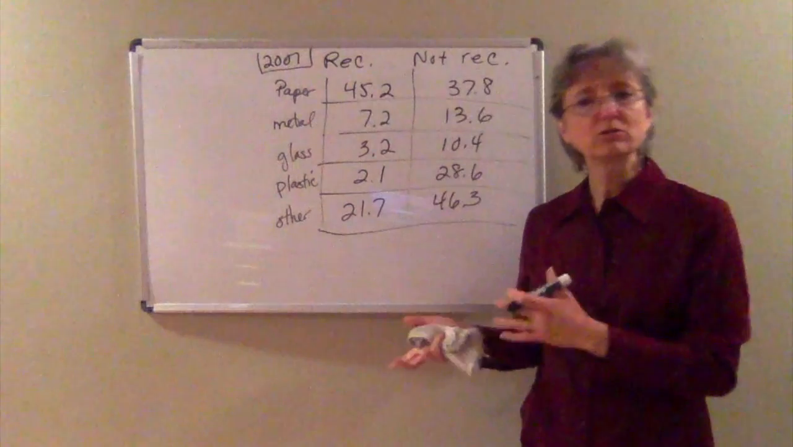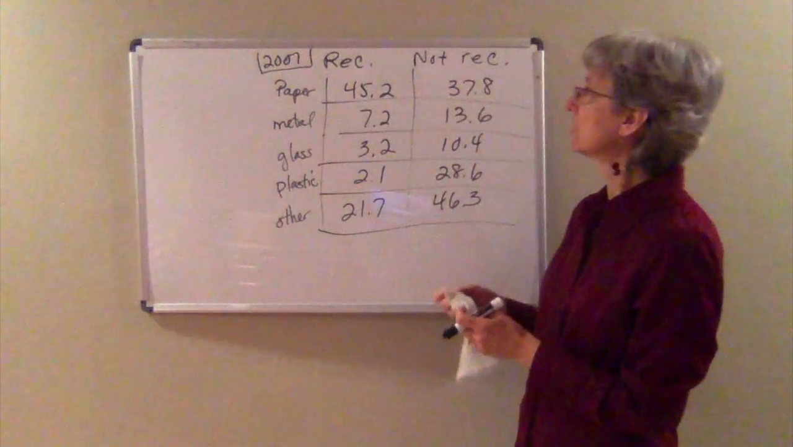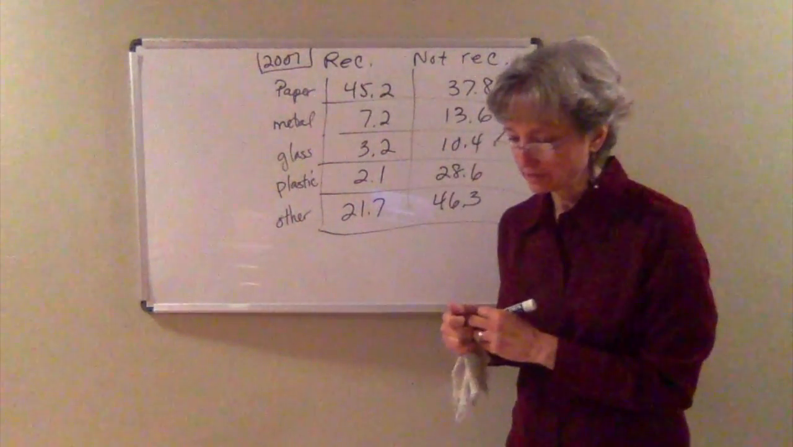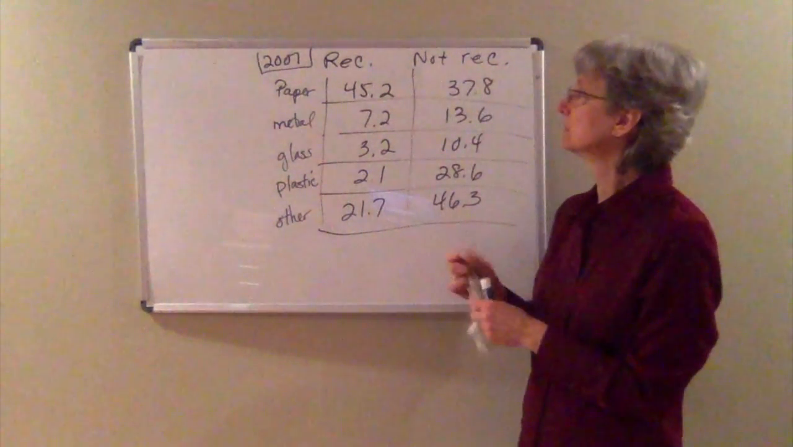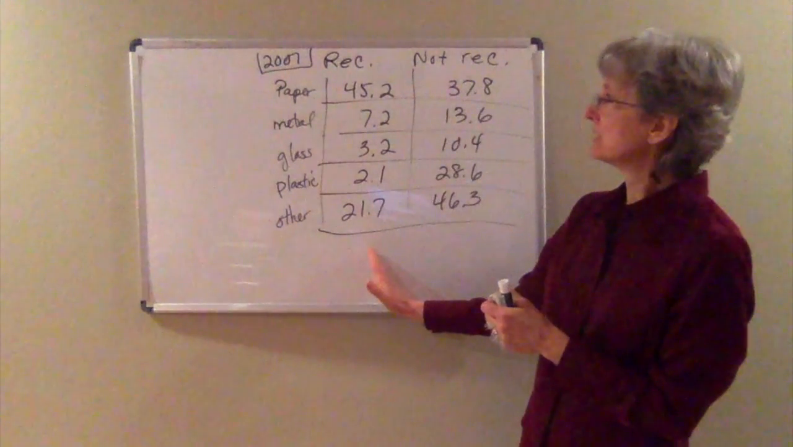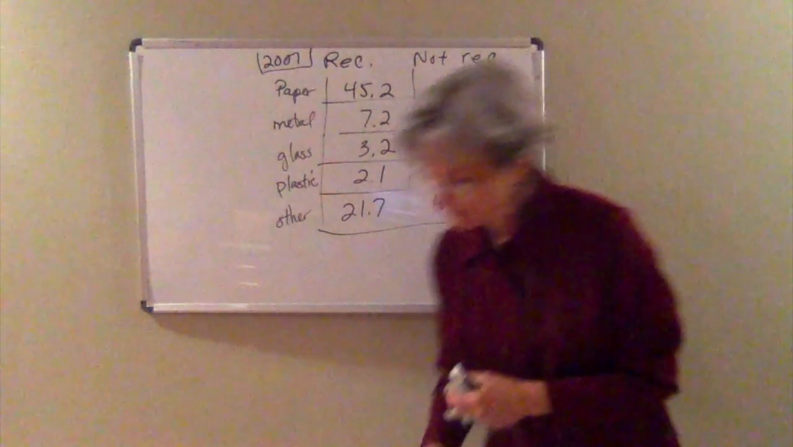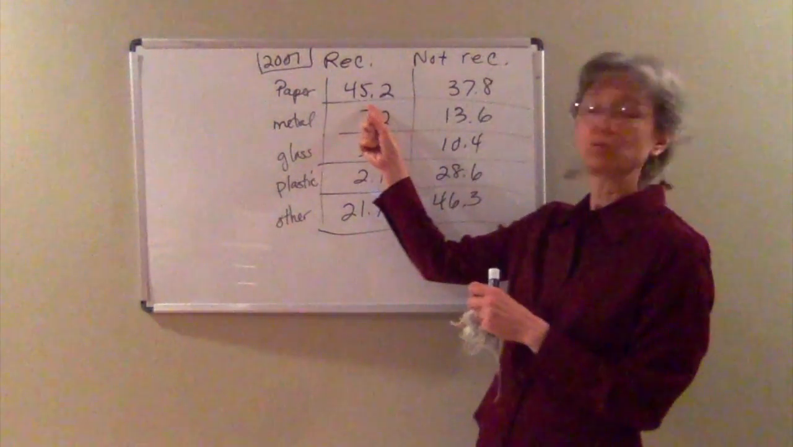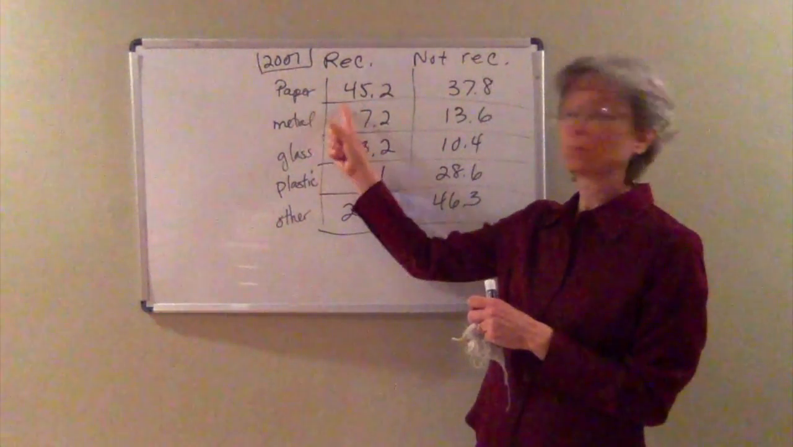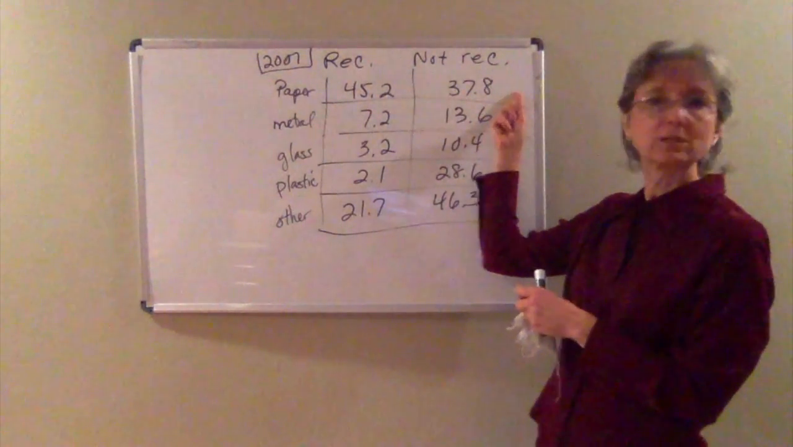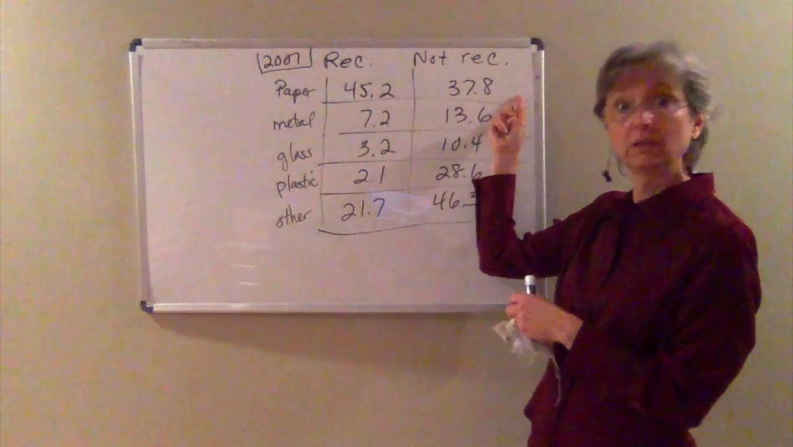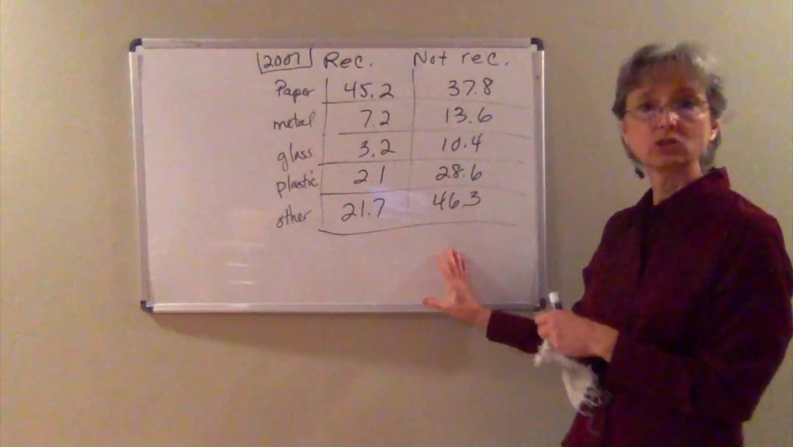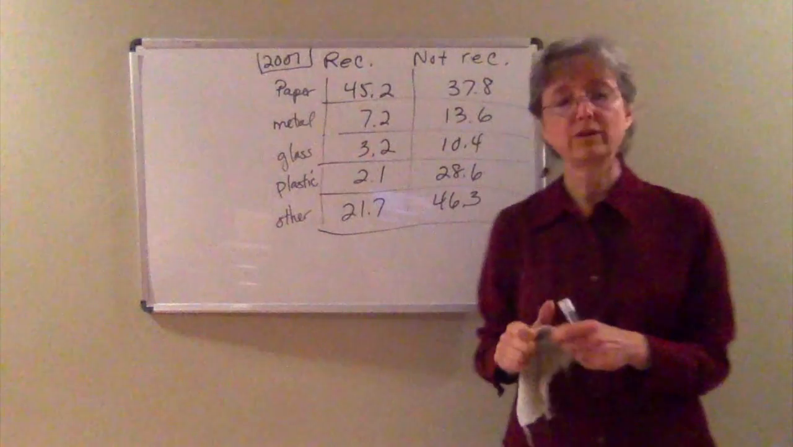Okay, we have a new chart now on the board. This is a chart that represents recycled waste in the year 2007 in America. On the left column is the amount that is recycled. This is in millions of tons. So 45.2 million tons of paper were recycled. This is the waste that was not recycled: 37.8 million tons of paper were not recycled. So that gives you an idea of how to read this chart, and this is for the year 2007.